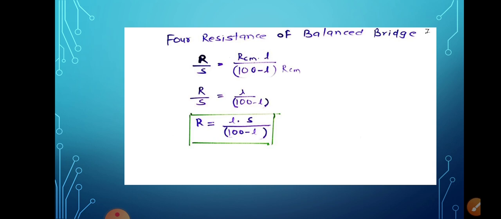Don't rub the jockey on the wire, otherwise it will change the resistance. The jockey should be touched gently, and the jockey is used to determine the null point. The null point is that point at which the galvanometer shows zero deflection. This is the standard method to determine resistance by using a meter bridge.